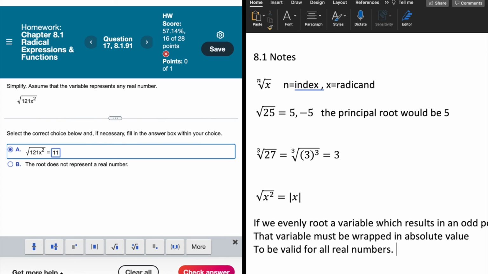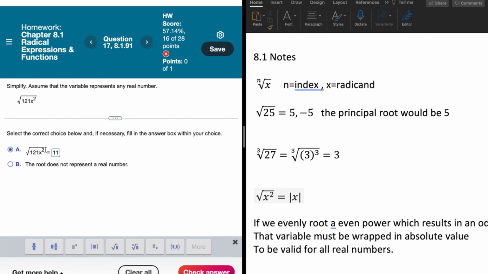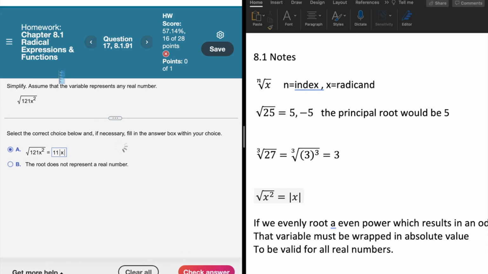So I'm evenly rooting a variable, let me say it like this: if I evenly root an even exponent, or an even power, which results in an odd power. So that's what's happening. I square rooted an even power of 2, which results in an odd power of 1. Well then, that x needs to be wrapped in absolute value. And let me click that absolute value button right there.